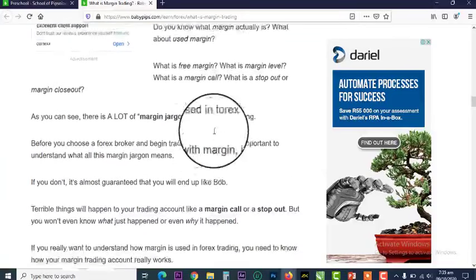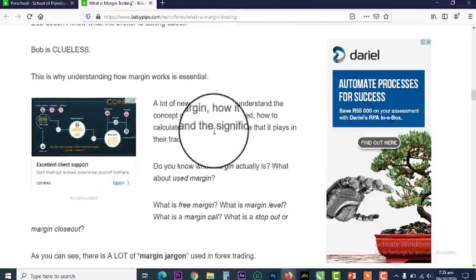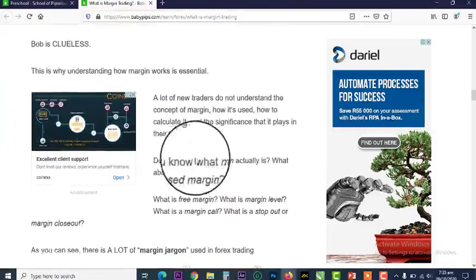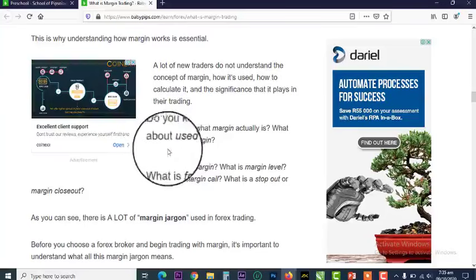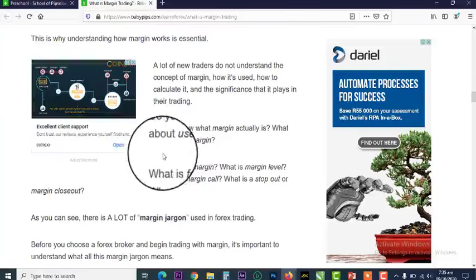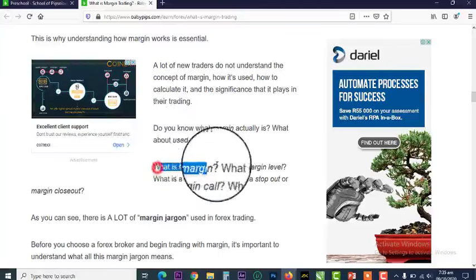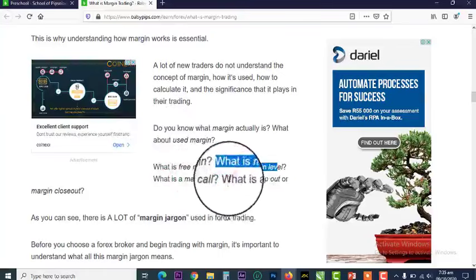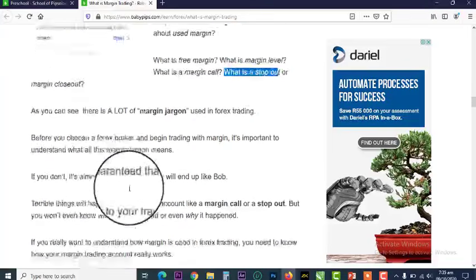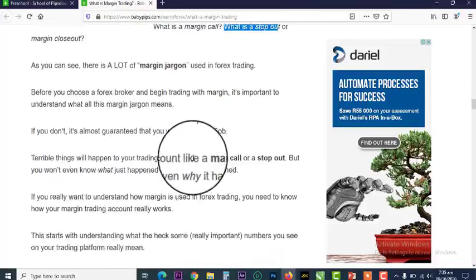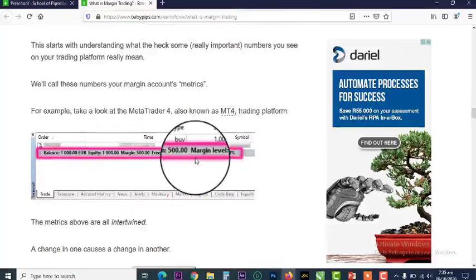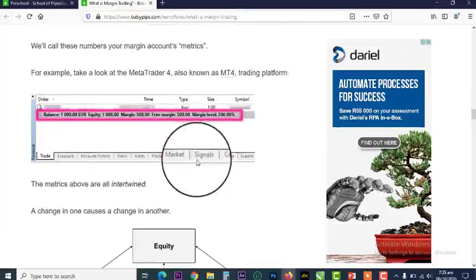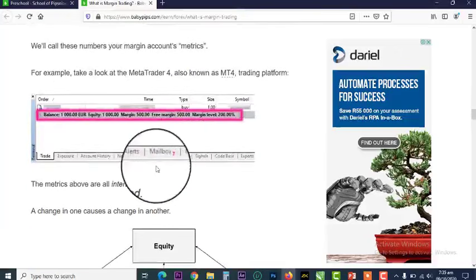Now there are lots of terminologies under this. You have to know what they mean, and then we have concepts or words like free margin, and then margin call, and then margin level, what is stop out or margin close out. All of these, they are not rocket science, right? They're not difficult to understand. So we're going to go really quick through all of this.